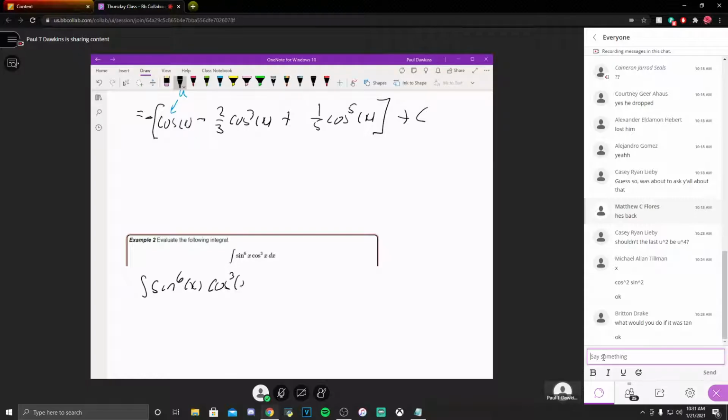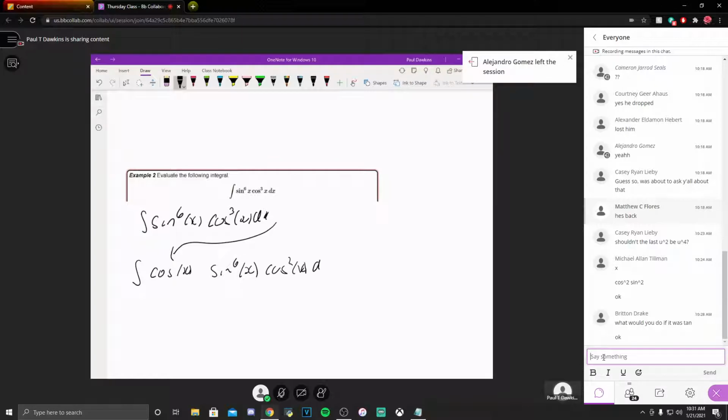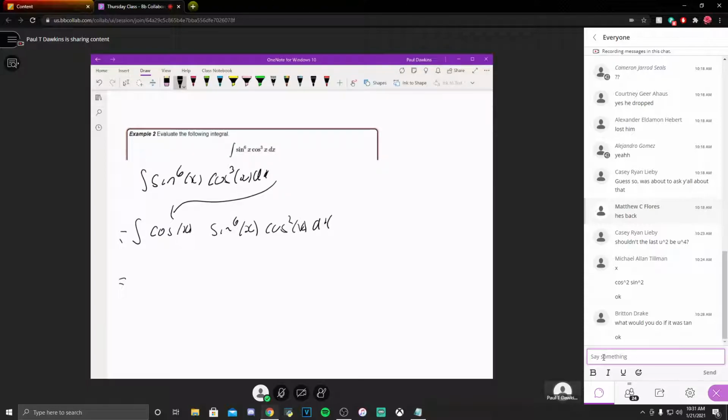So, sine to the 6 times cosine cubed dx. Let me move it down here so I have more room. Again, I'm going to strip one cosine out. I usually put these either out in front or out behind. In this case, I'm going to put it out in front, just to make it clear this is the bit that I'm stripping out. I've got my sine to the 6 here, and then I've got 2 cosines left over. So my cosine cubed became the cosine there and the cosine squared there.